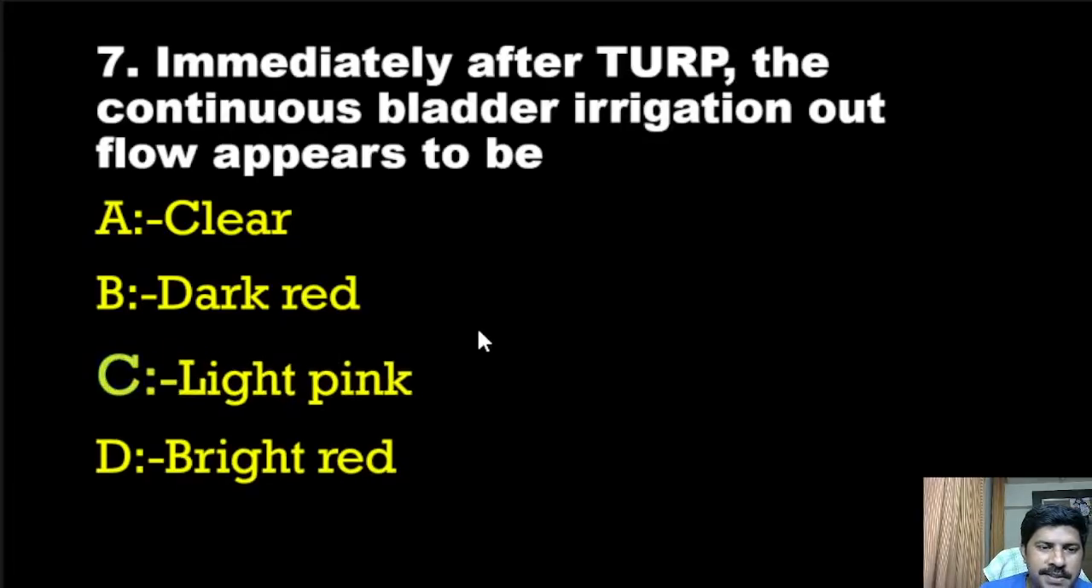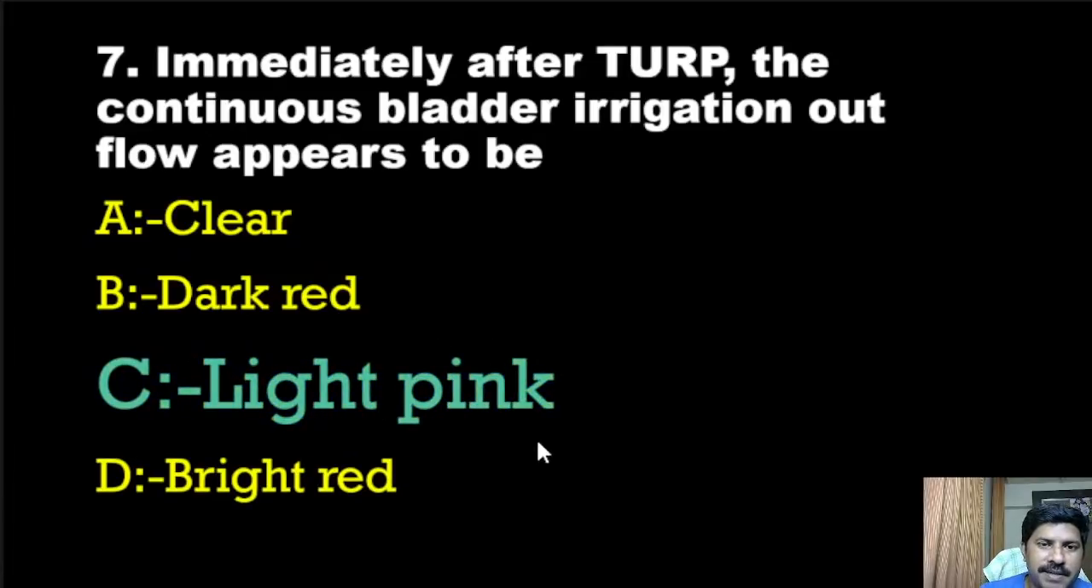Correct answer is option C, that is light pink. Immediately after TURP, the bladder irrigation, the urine color will be a light pink color. Because immediately after TURP, we will start continuous bladder irrigation.